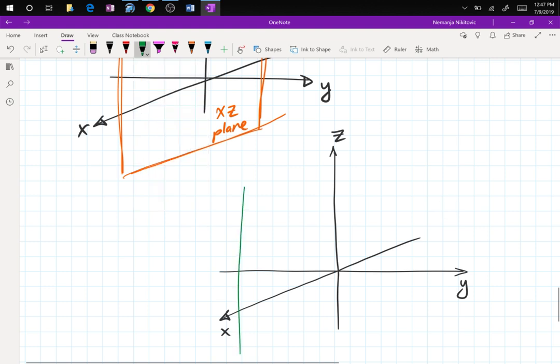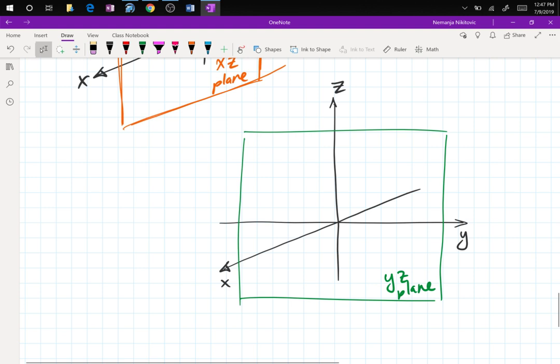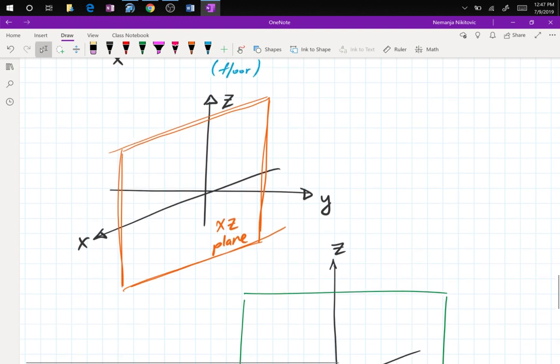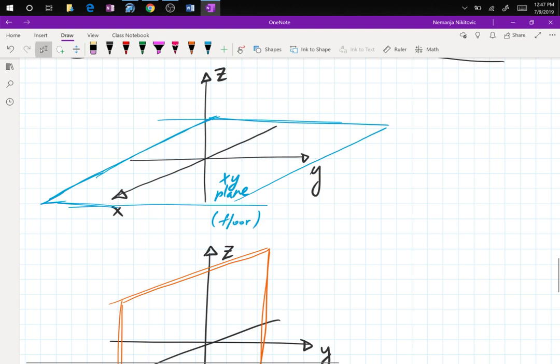That's the YZ plane. Note that whatever I'm drawing, it's always parallel to the axes. So for the YZ plane, the top and bottom are parallel to Y, and the side ones are parallel to Z. And then when you go to the orange one over here, it's parallel to X and parallel to Z. And the top one is parallel to X and parallel to Y.